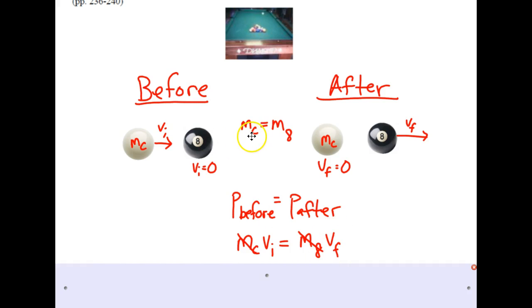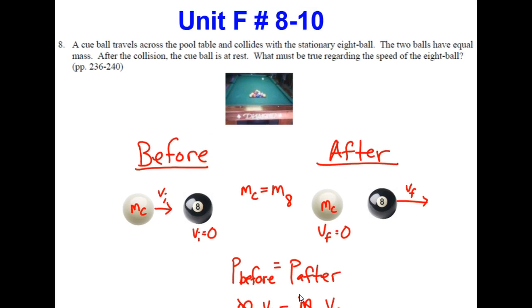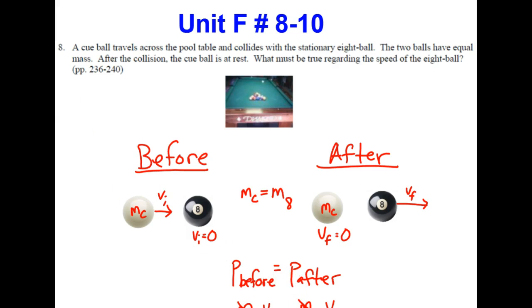Given the fact that the mass of the cue ball equals mass of the 8 ball, our masses cancel in our equation, and therefore we draw the conclusion that the initial velocity of the cue ball is the same as the final velocity of the 8 ball. And there it is shown with physics. This is a nice lead-in to our next question. We apply this to a different scenario.